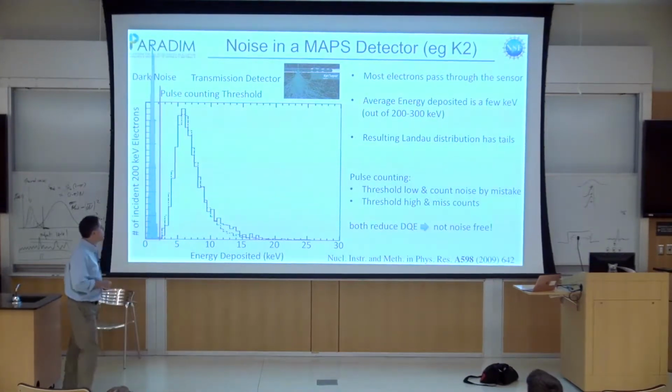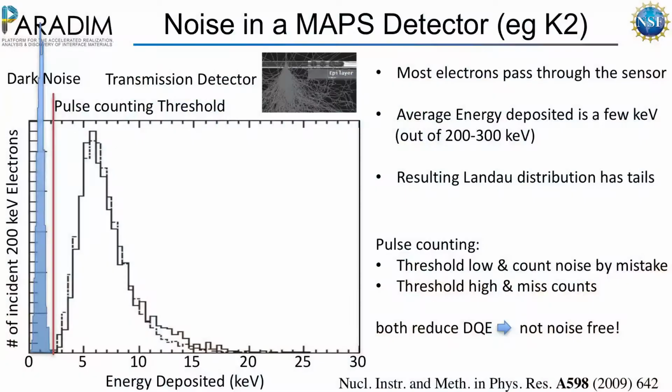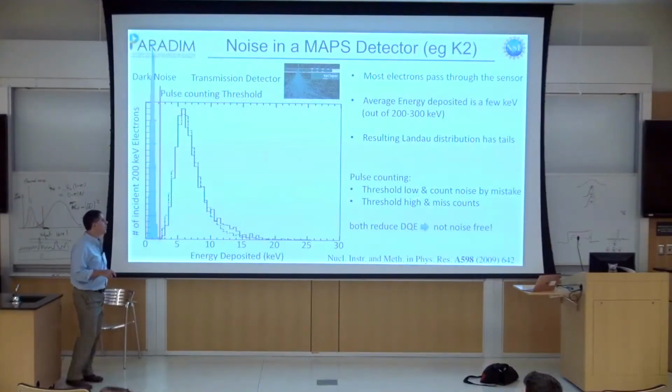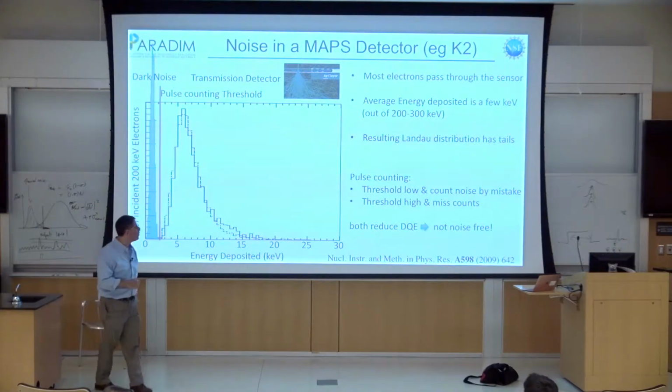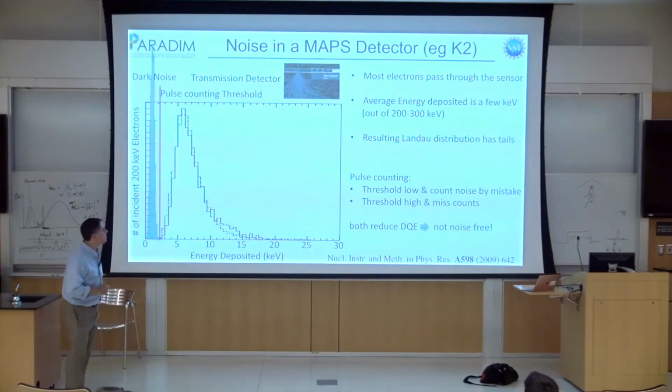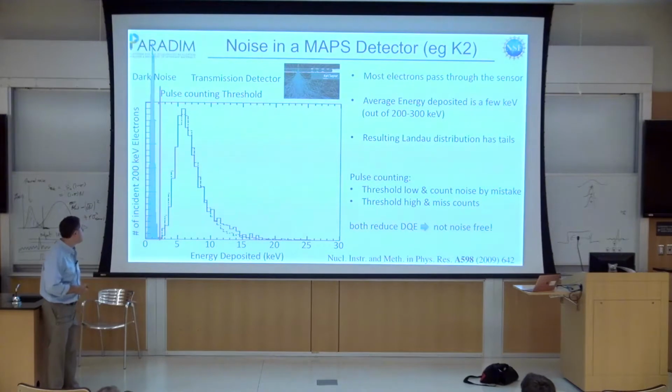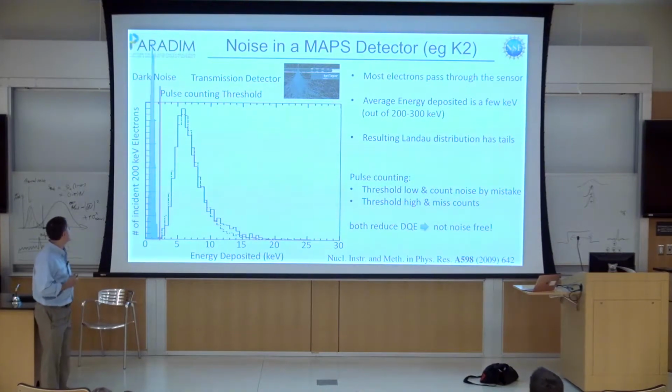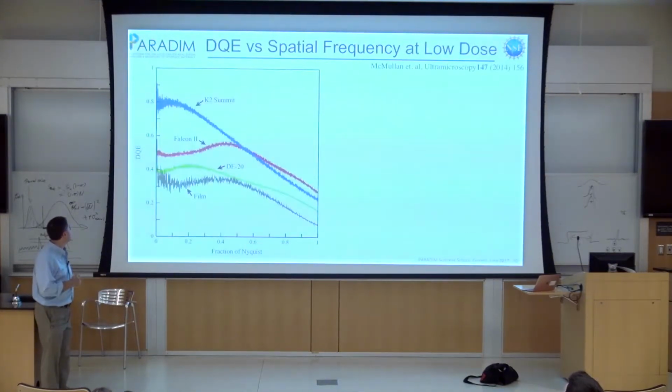Okay, so there's my threshold. The effect of pulse counting is if the threshold is too low, I count noise by mistake. If the threshold is too high, I miscount. Both of these effects reduce the DQE, and that means my DQE is not 1, but somewhere below 1, maybe 0.8, 0.9, which is still pretty good. CCD cameras are like 0.6, sometimes 0.8 if you're lucky.